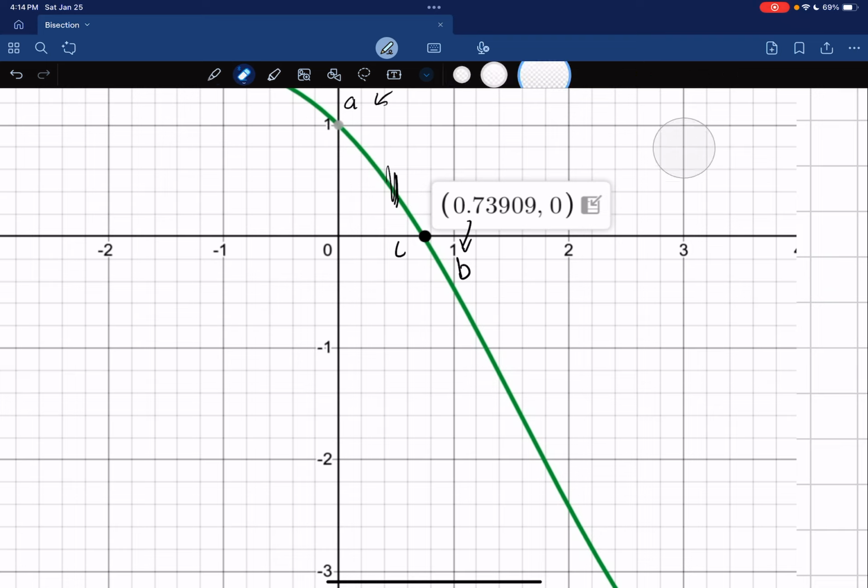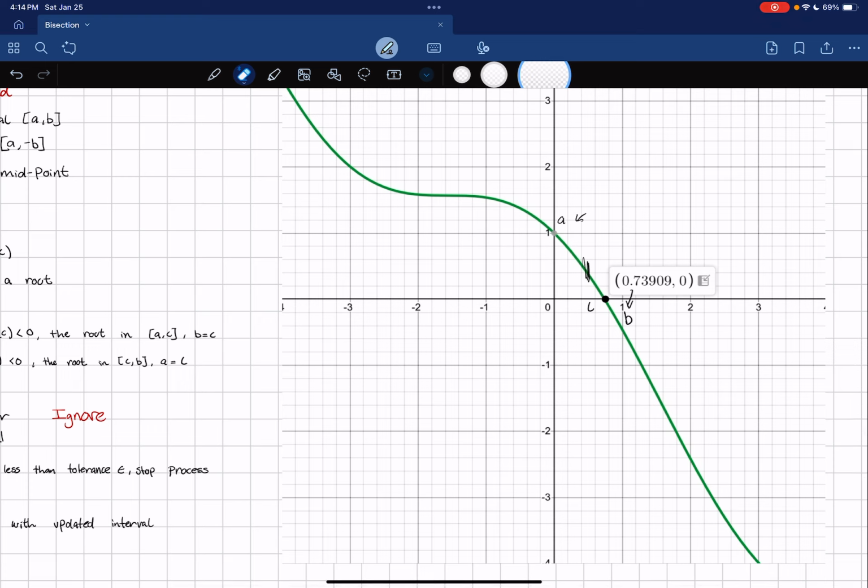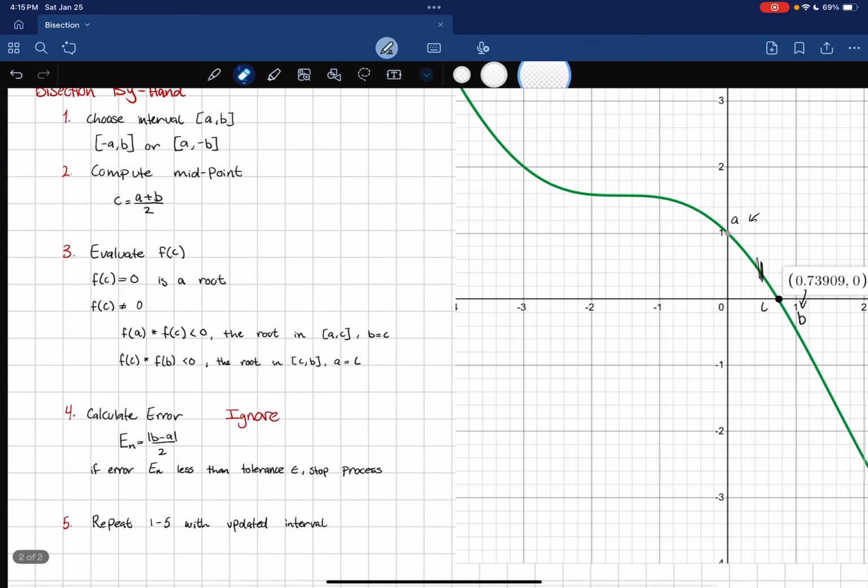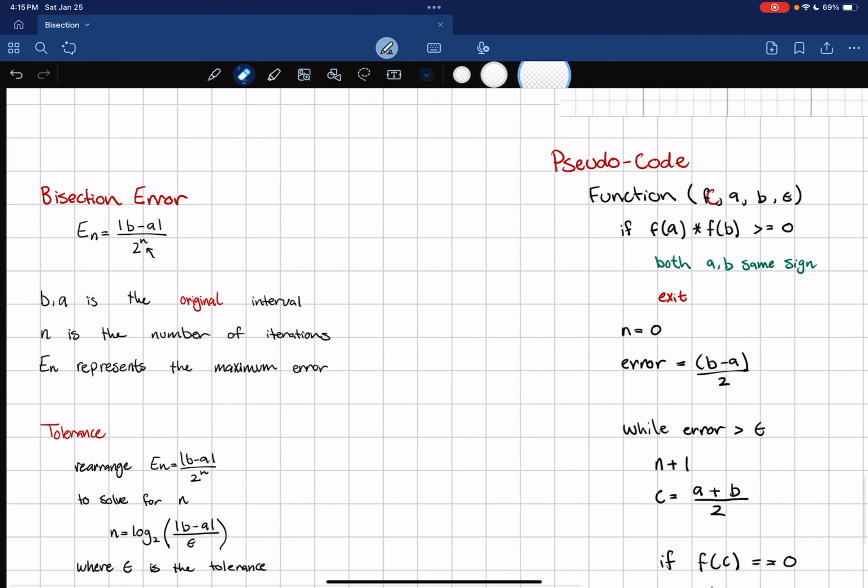But if you want to keep using the original one, instead of the new, you just keep the square. And then the square is whatever the number of iterations you're at. So if you're in the first iteration, you just divide it by 2. If you're in the second iteration, you divide it by 4. If you're in the third iteration, you divide it by 8. And you keep going that way. Okay? And so that's about it.